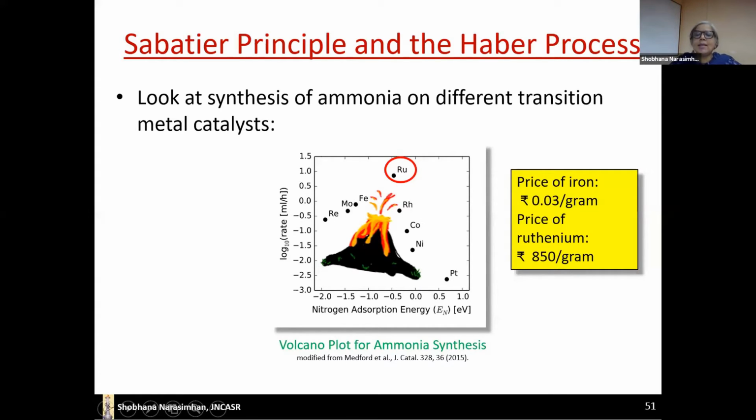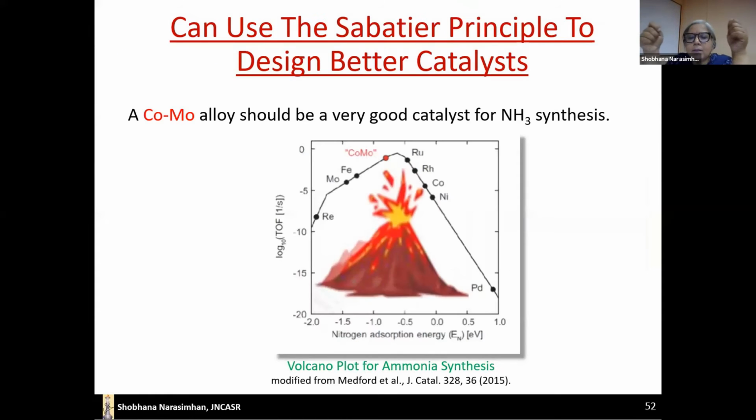Now, you can do calculations and look at other combinations. For example, you can look at alloys. If you look at molybdenum and cobalt, and you take a cobalt molybdenum alloy, the stickiness you have is somewhere intermediate. So you would have cobalt molybdenum falling somewhere here. That suggests that it would be a better catalyst than iron, while still not being as expensive as ruthenium. So this is one way of designing a better catalyst.